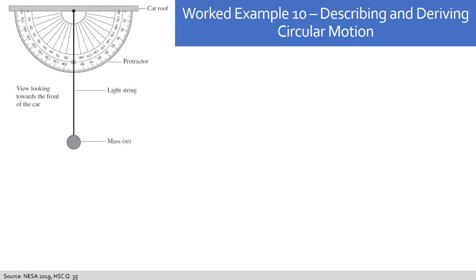Here's a more complicated example, again taken from a past HSC. And it's worked example 10. And in this we're going to be describing and deriving circular motion. Again, there's a stimulus diagram, and here it has what looks like a protractor. It's labelled, there's a car roof, there's a light string, there's a mass, and the view looking towards the front of the car is labelled.